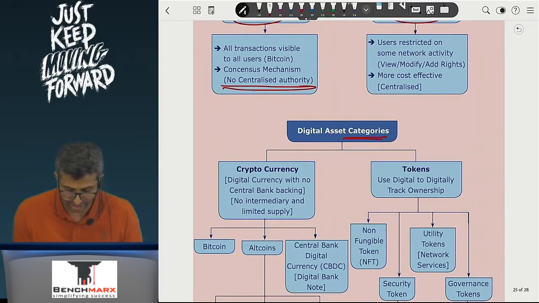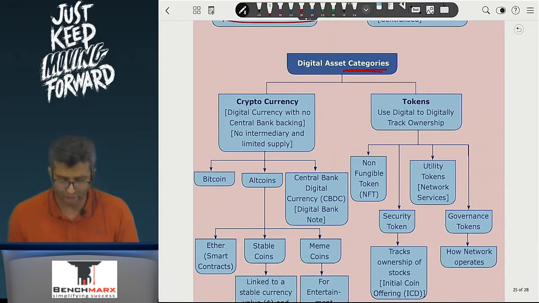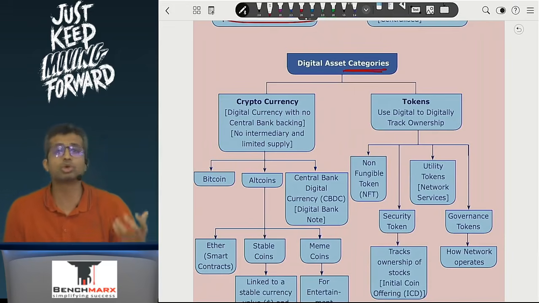Digital asset categories: cryptocurrency and tokens. When I look at cryptocurrency over here, these will also use technology similar to blockchain.